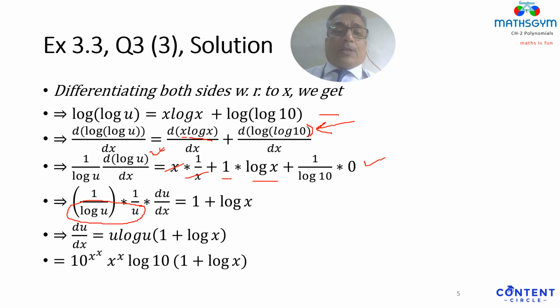So eventually, in place of u, because u had been considered as u is equal to 10 to the power x to the power x, let's keep replacing those in our right hand side expression. So instead of u, it is 10 to the power x to the power x. Log u, we had got as x to the power x, and the rest of the terms: log 10 times 1 plus log x.